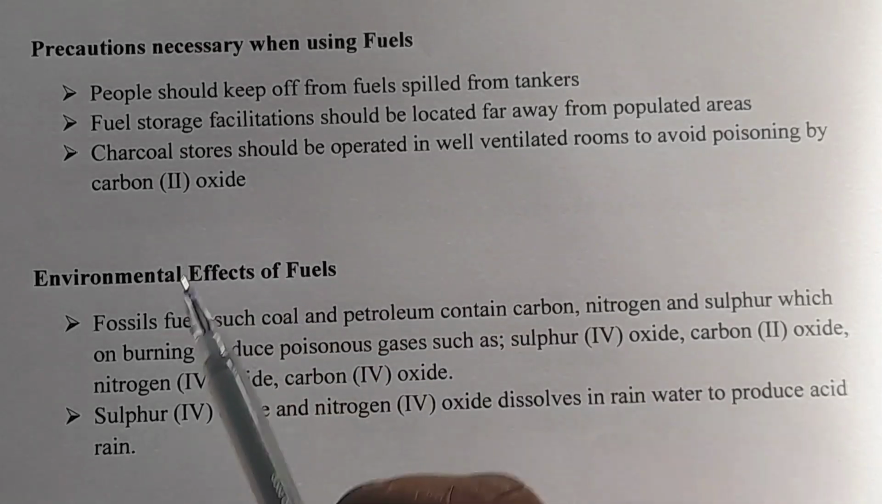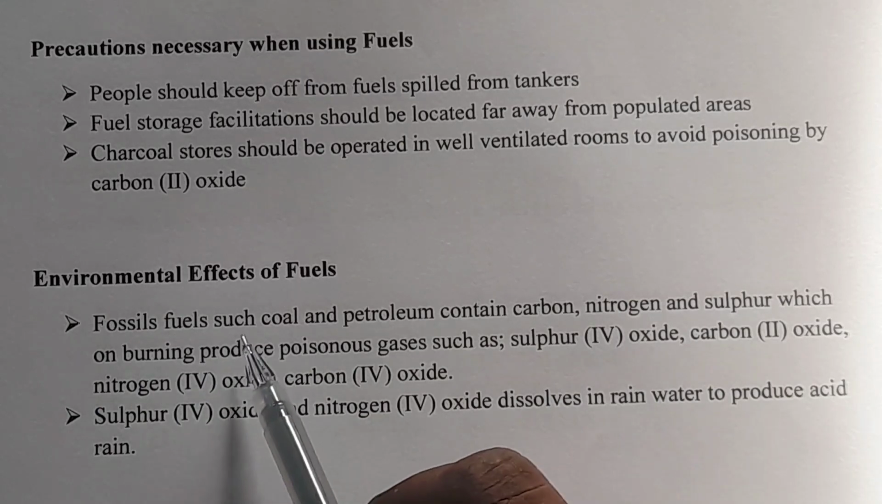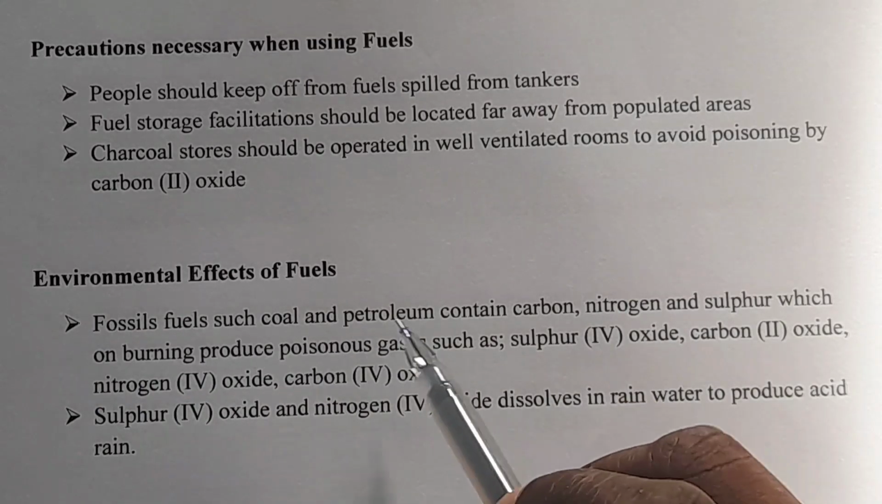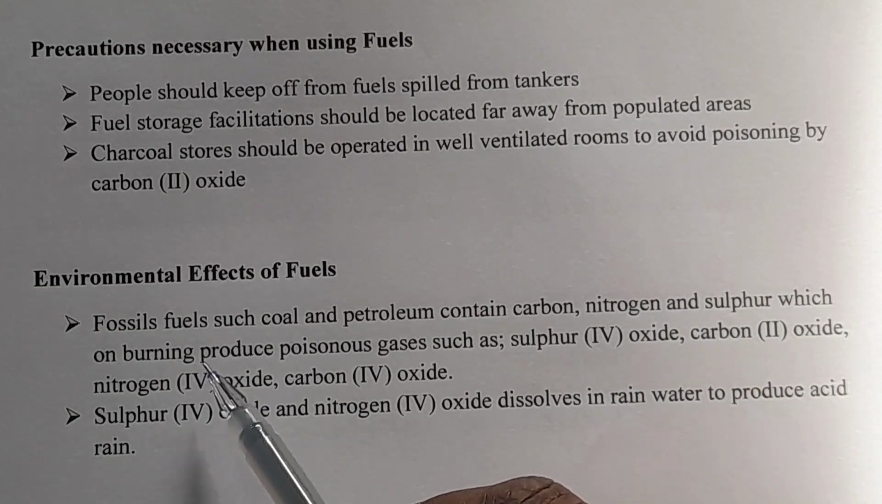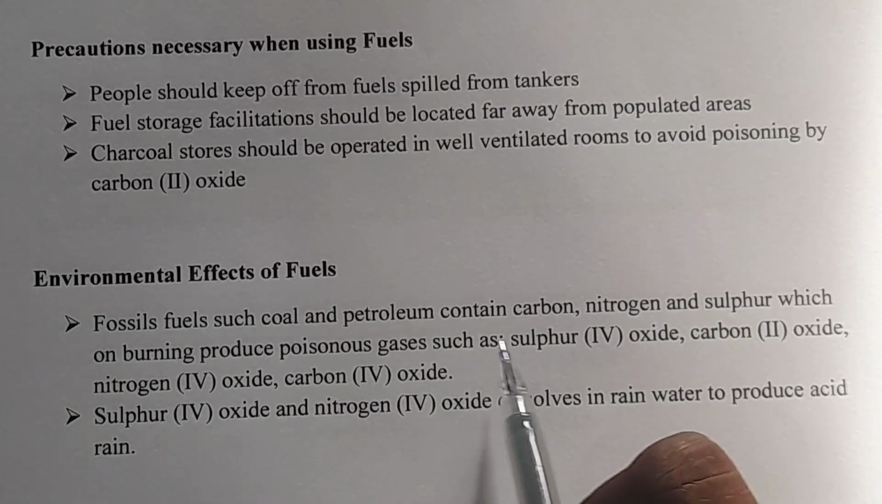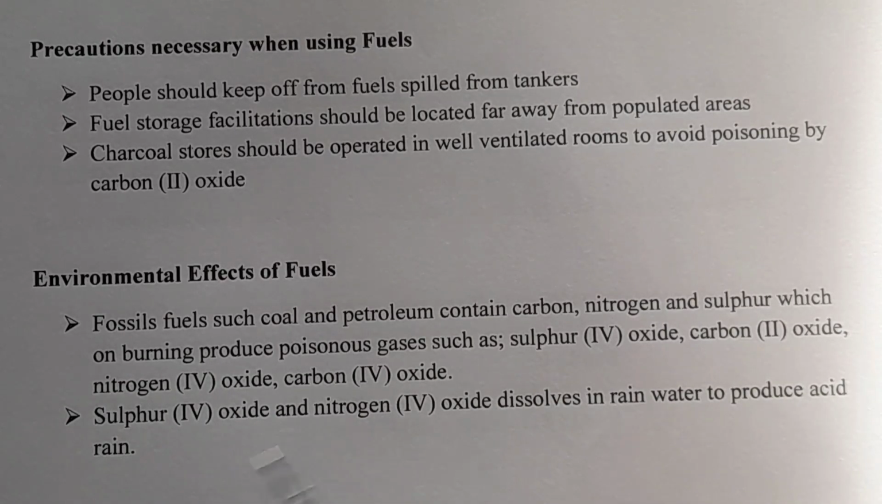Then next, we go to environmental effects of fuel. Number one, fossil fuels such as coal and petroleum contain carbon, nitrogen, and sulfur, which on burning produce poisonous gases such as sulfur dioxide, carbon dioxide, nitrogen dioxide, and also carbon monoxide. And sulfur dioxide and nitrogen dioxide dissolve in water to produce acid rain.